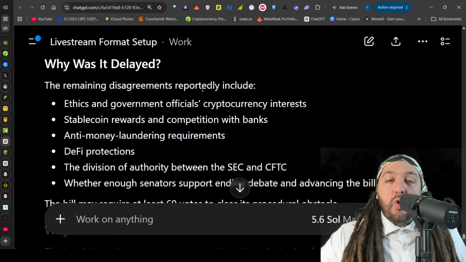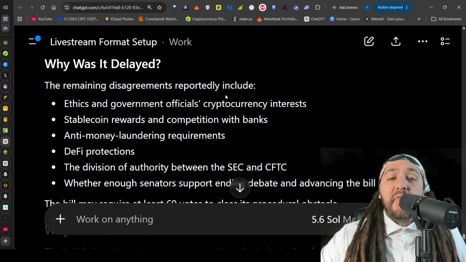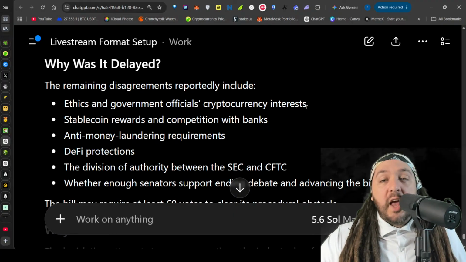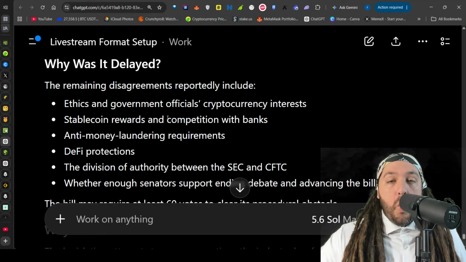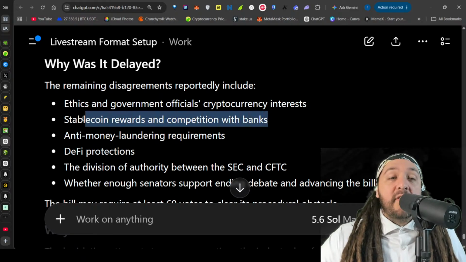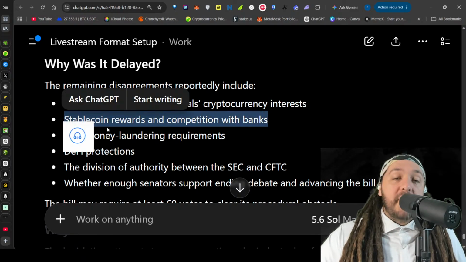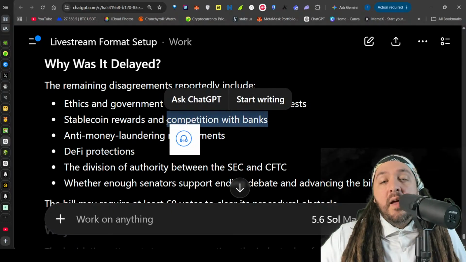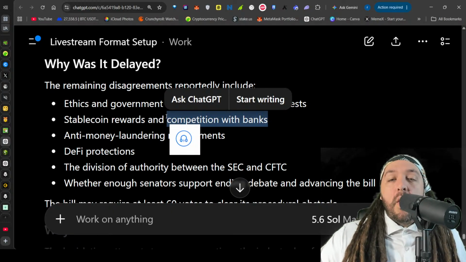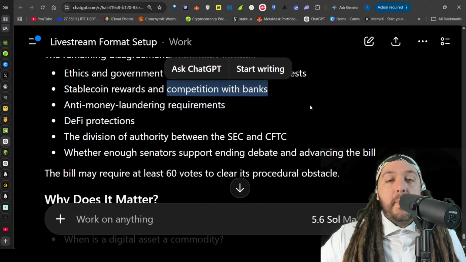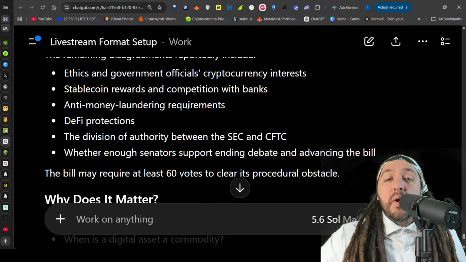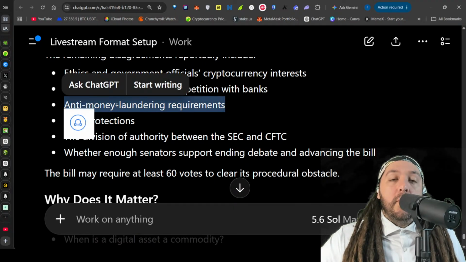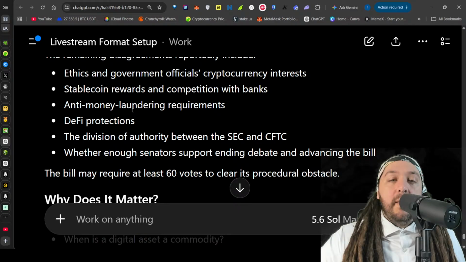The remaining disagreement reportedly includes this: ethics in government official cryptocurrency interest, stablecoin rewards in competition with banks. The only person who's concerned about stablecoins and rewards being in competition with banks is, you guessed it, flip over your bingo card, it's banks. They're the only people who care about that. Anti-laundering requirements, which is no problem for people to comply with, just like anybody else.